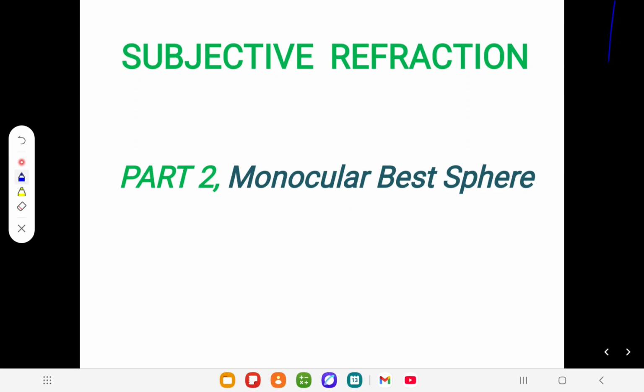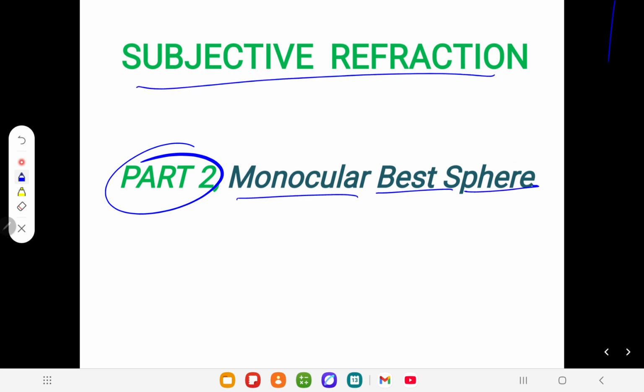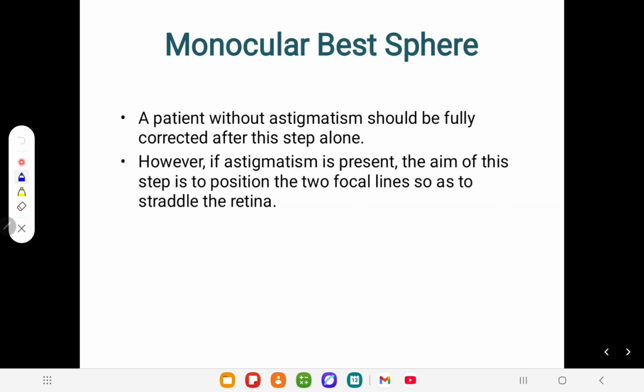So again, we are in part two. Today we are just going to talk about monocular best sphere. It's a part of subjective refraction, definitely. In case of monocular best sphere, it's very important: a patient without astigmatism should be corrected after this step alone. If the patient doesn't have astigmatism, then correction happens there and then.